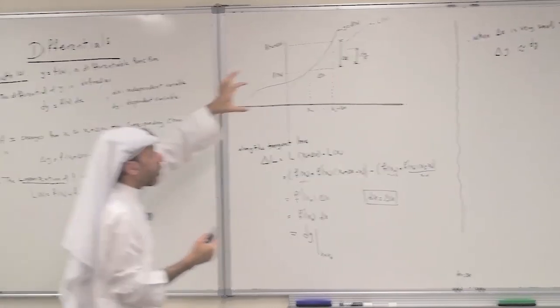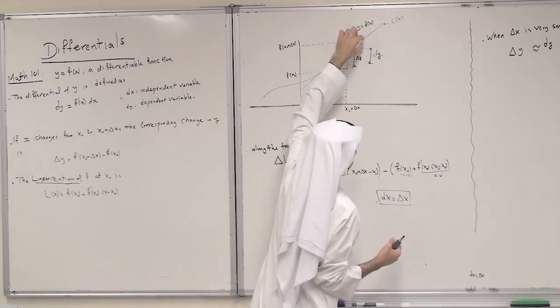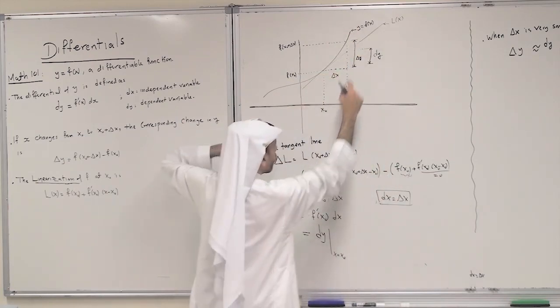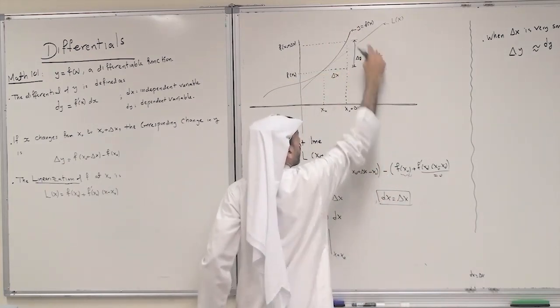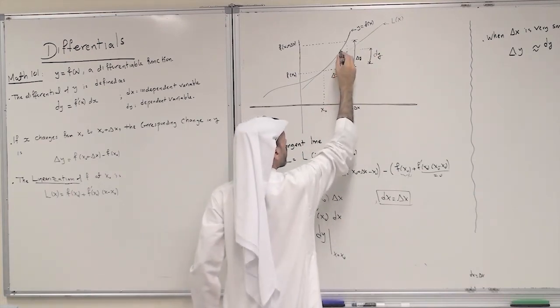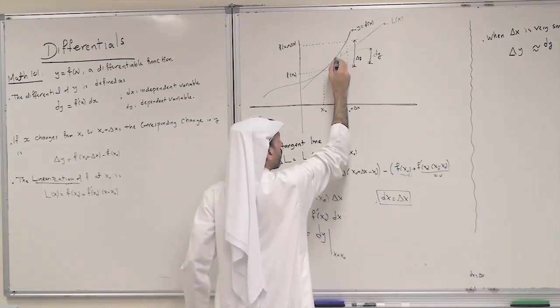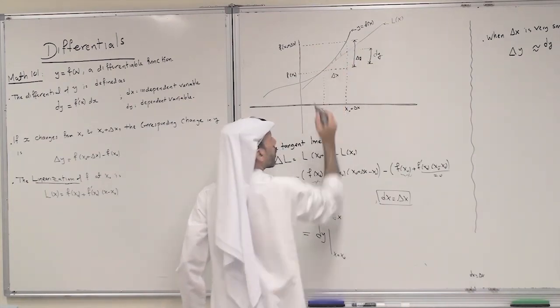Then compare delta y and dy. Well, the difference between them is this one. This is the difference between delta y and dy at this point. If delta x is very small, the difference will get smaller. So this is the next difference, then this is the next difference, and this is the next difference.